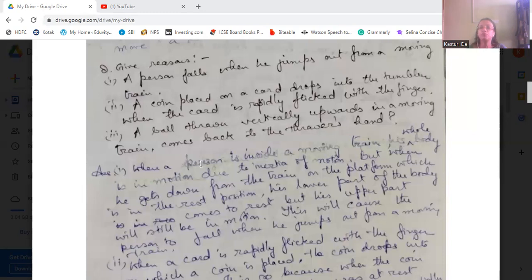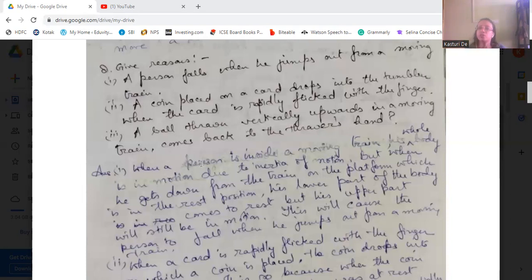Okay. Now, next is when a coin placed on a card drops into the tumbler, when the card is rapidly flipped with the finger. So what happens? You keep a glass. See, this is the glass. You keep a card on it. You keep a coin here. So if you flip that card, the card will move, but the coin will drop into the glass.